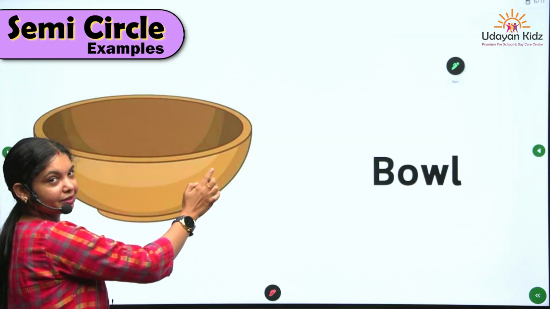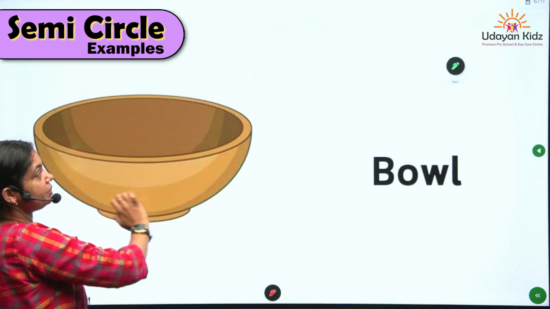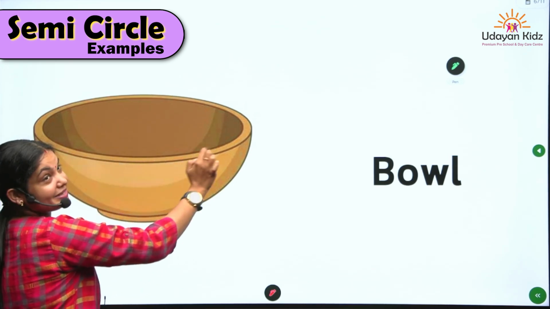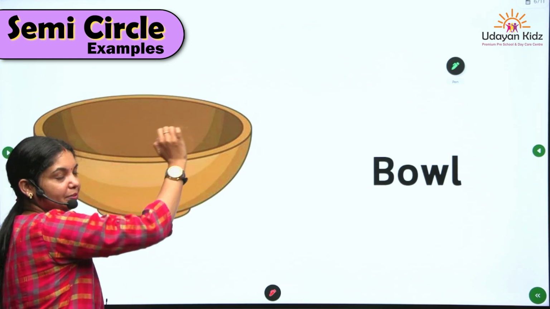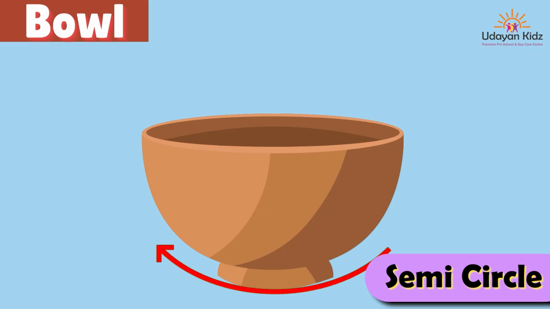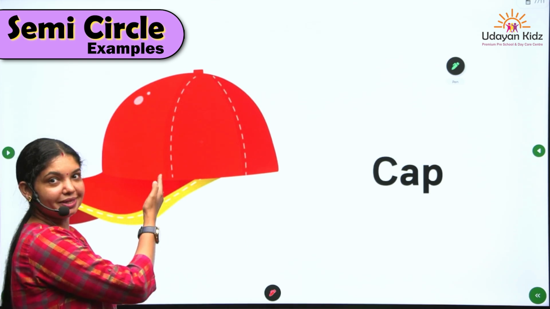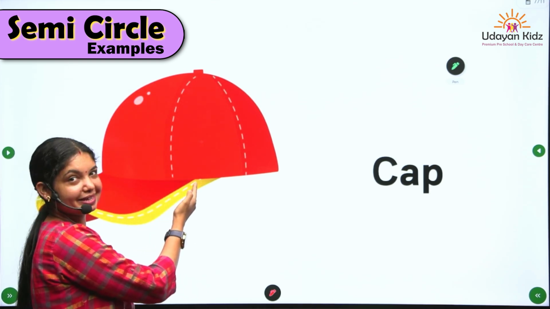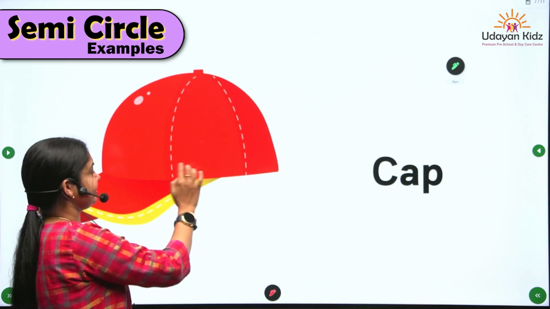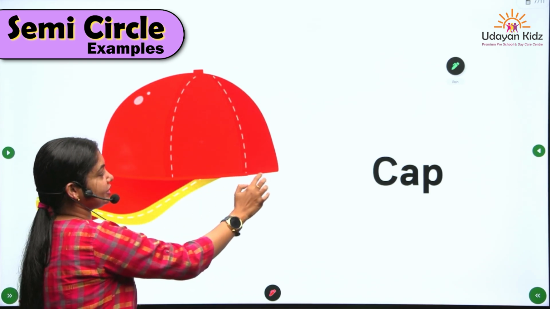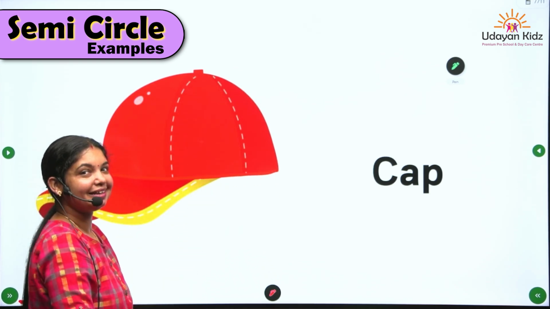Bowl. And which shape is this? Semicircle shape. Okay? What is this? This is a cap. And which shape is this? Semicircle shape. Semicircle cap.